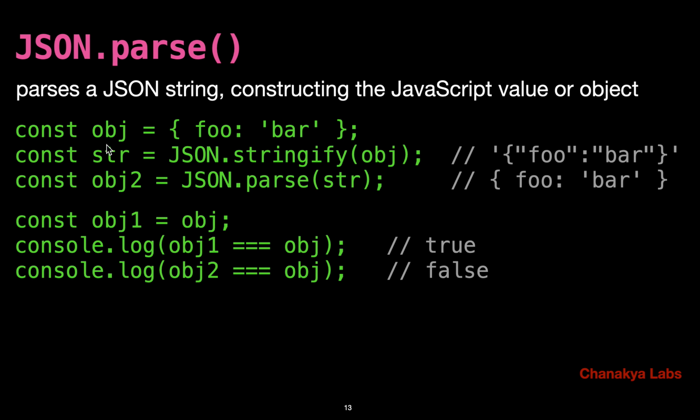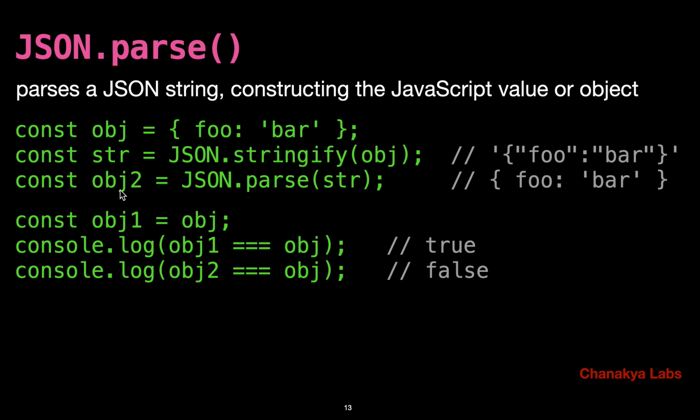If you simply assign the original object to some variable, let's say obj1, then they are not copied, they are the same. You are just assigning a reference, which means that obj1 and obj both are pointing to the same memory location, to the same object. That's why if you write obj1 === obj, then it is true, because internally they are the same. But if you write obj2 === obj, then this is false, which means that the original object was obj. After stringifying and again parsing, you got obj2.